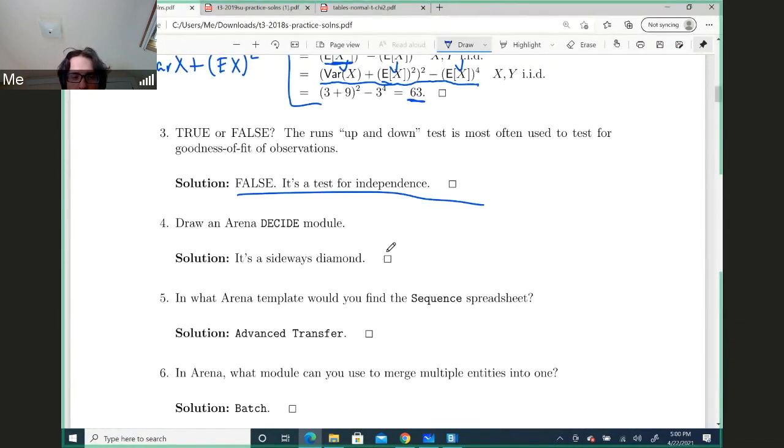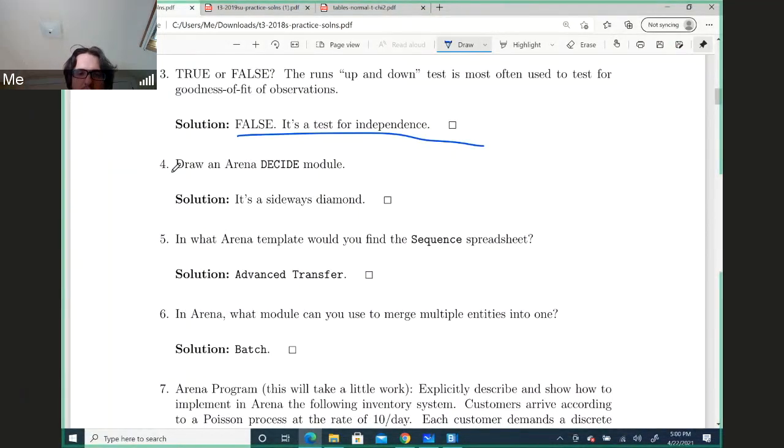Cool. So yeah, back to this runs up and down test. Yeah, exactly. That's false because runs up and down is testing independence. Drawing an Arena decide module, it's a sideways diamond. Honestly, so when I took this class, my memory is terrible.